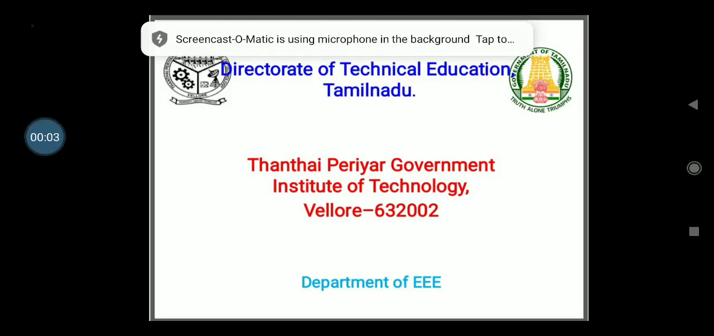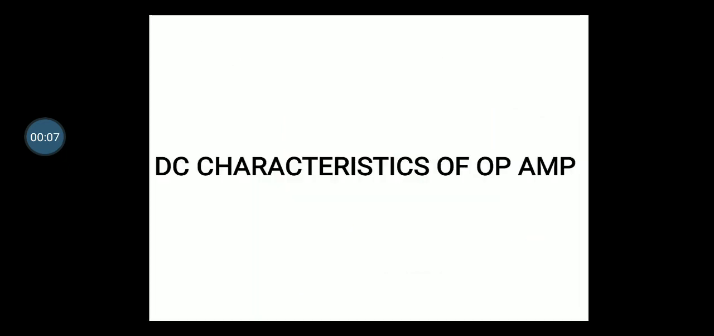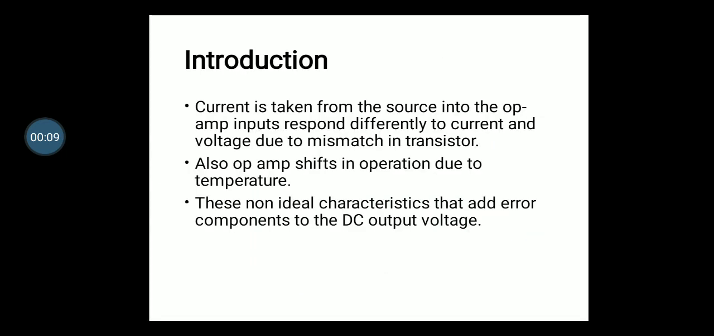Hello students. Today our topic is DC characteristics of op-amp. So an ideal op-amp draws no current from the source and its response is also independent of temperature. However, a real op-amp doesn't work this way.